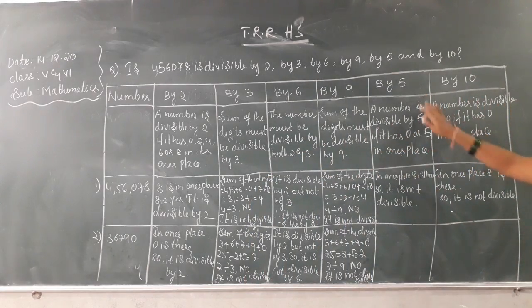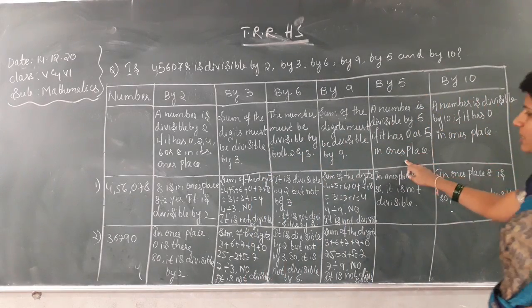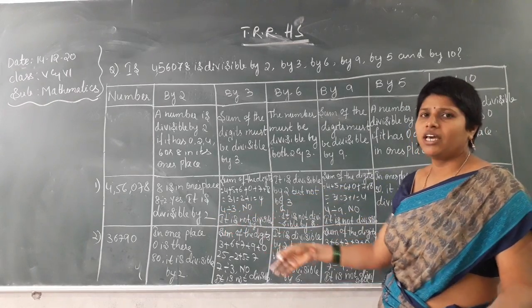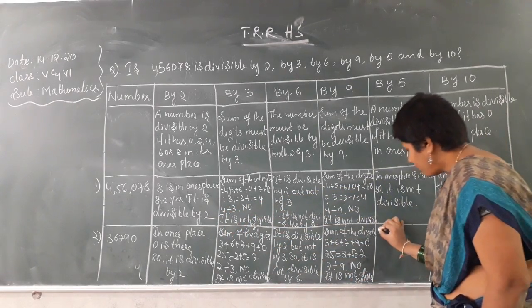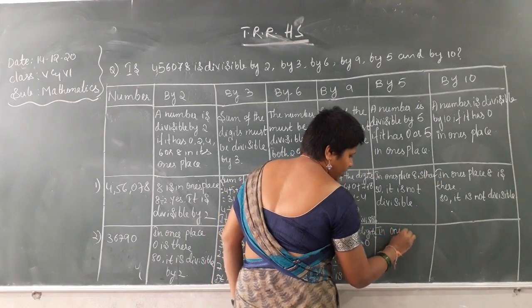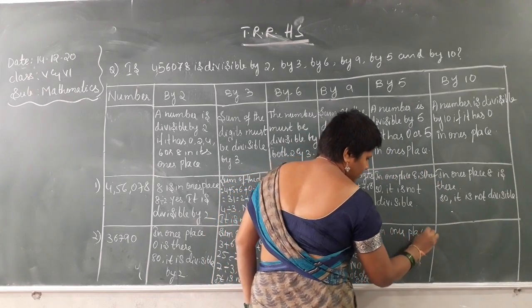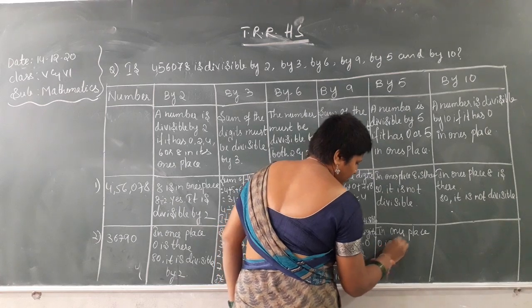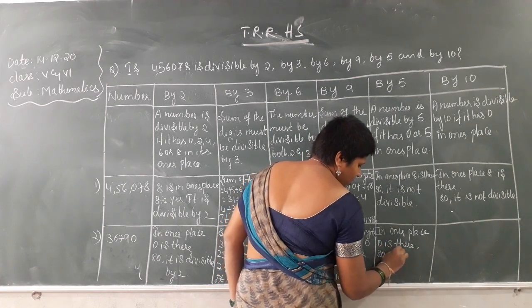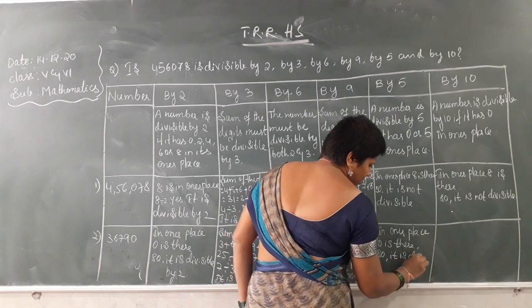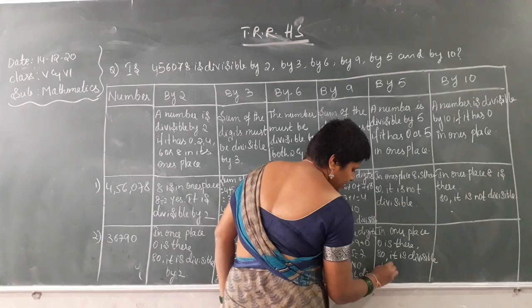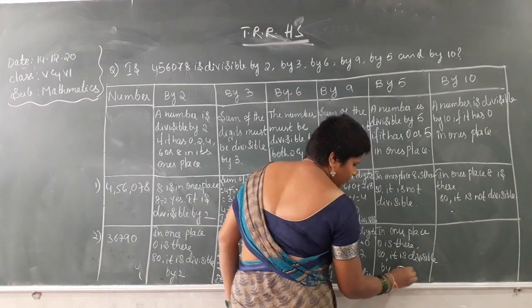Now coming to 5. For 5 what is the rule? 0 or 5 must be there in ones place. So what is there in ones place? 0 is there. So 0 is there means it is divisible. So write down: in ones place, 0 is there. So it is divisible by 5.